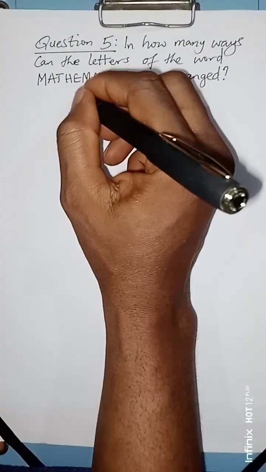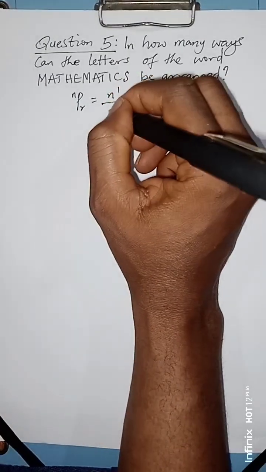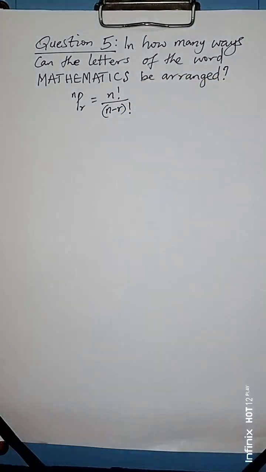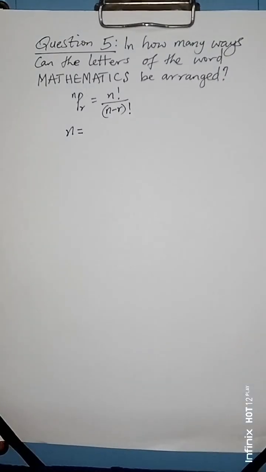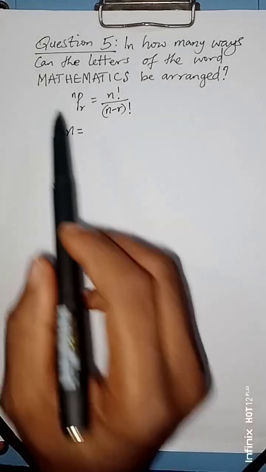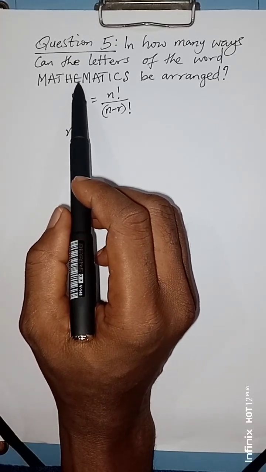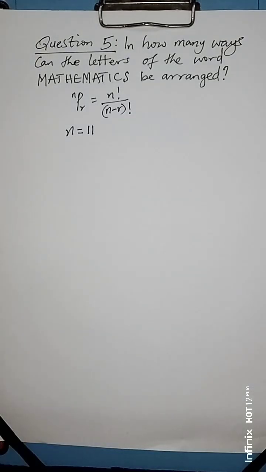Well, first, we're still going to apply the formula, which is nPr equal to n factorial divided by n minus r factorial. But in this case, we have to be very careful. Let's get our n. Our n, as usual, is the total number of different items given. Now let's count. The letters in mathematics are 1, 2, 3, 4, 5, 6, 7, 8, 9, 10, 11. So that's 11. It doesn't really matter whether the letters appear more than once. You count all of them when it comes to getting the total number of items.